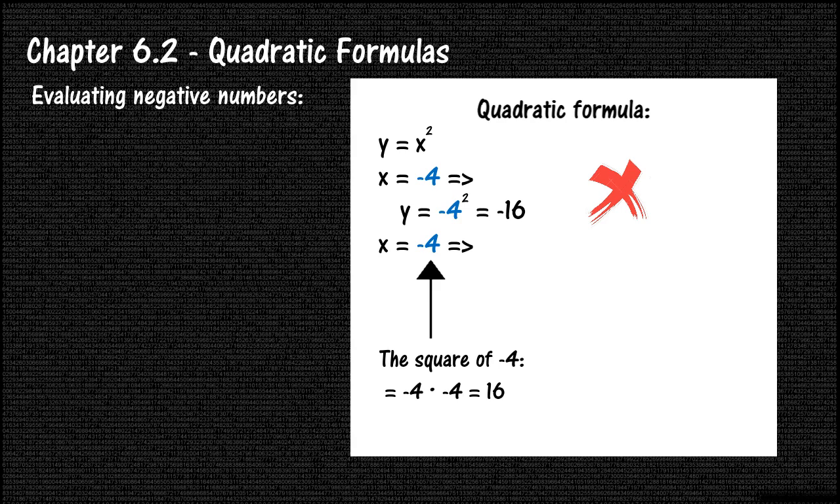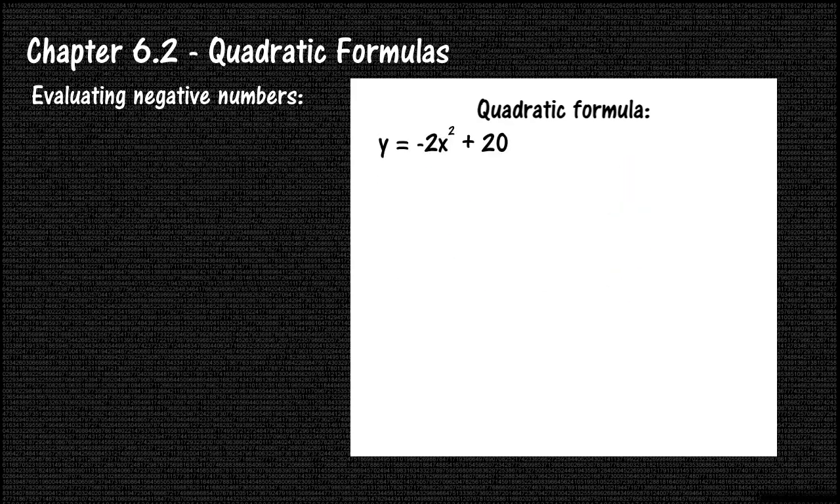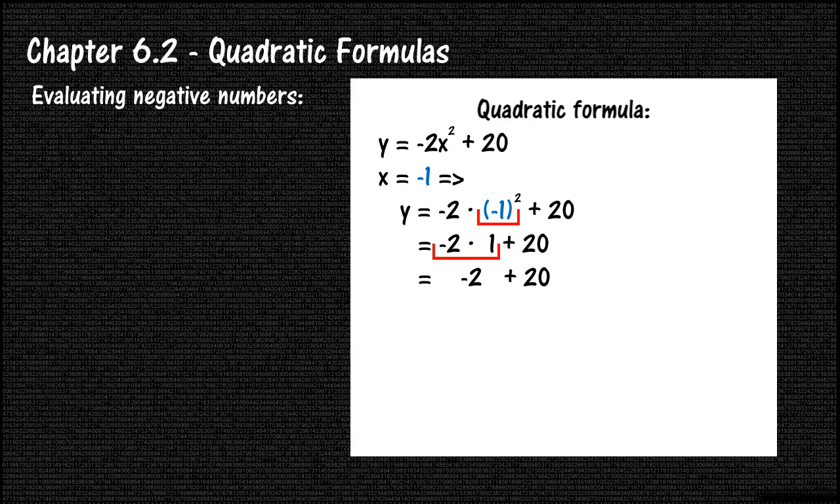To make sure you calculate the correct answer, place brackets around the variable if you evaluate the formula for a negative number, like this. Continuing where we left off, if we evaluate this formula for x is minus 1, we get y is equal to minus 2 times minus 1 squared plus 20. The square of minus 1 is equal to 1. Minus 2 times 1 is equal to minus 2. And minus 2 plus 20 is equal to 18.